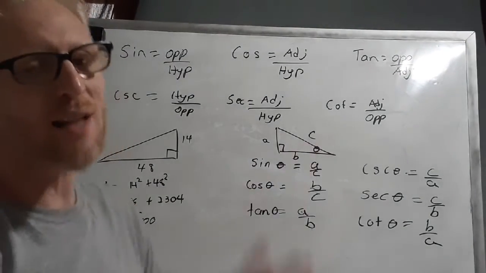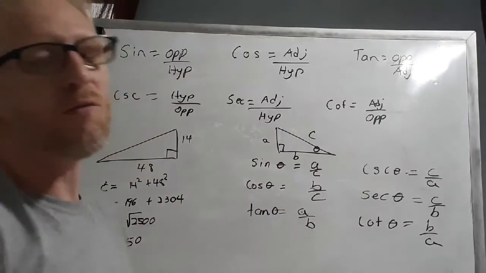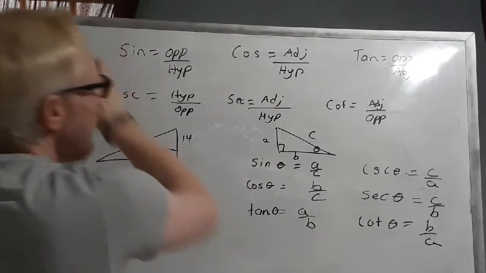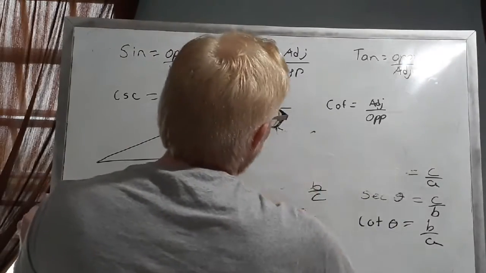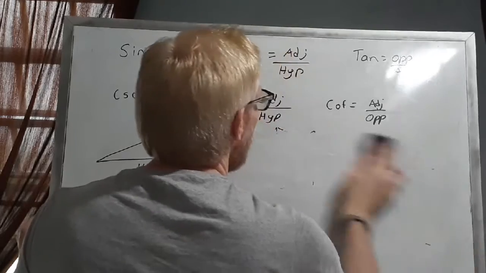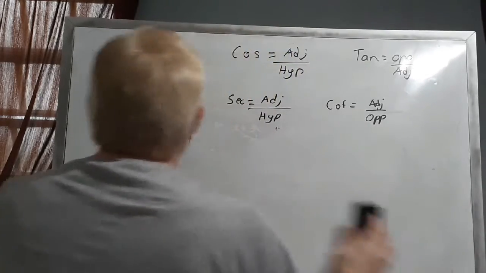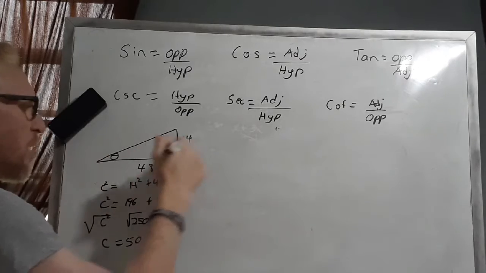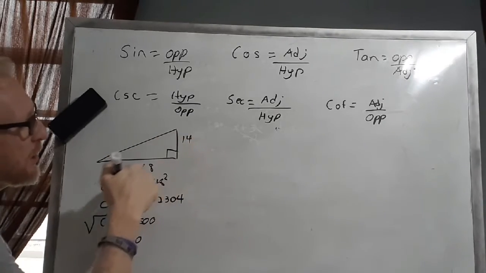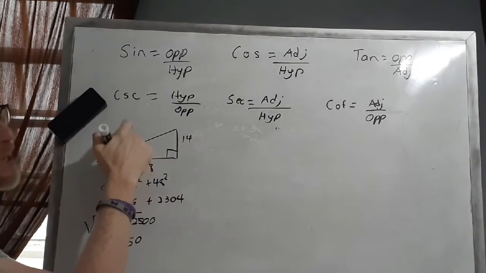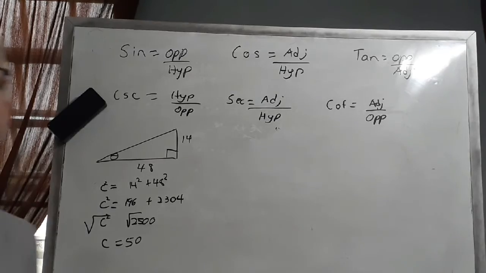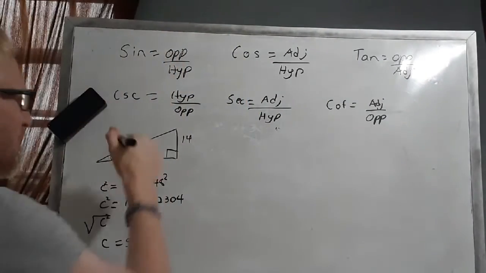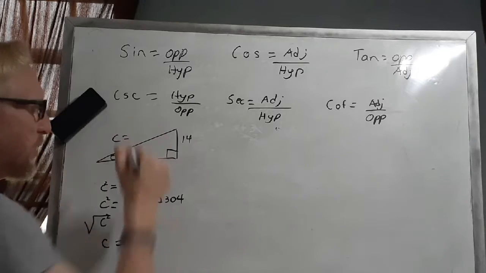Now we're going to see an example in just a minute of finding all six basic trigonometric ratios. So I'm going to go ahead and erase this, and we're going to look at this example that I already started on this side. Let's say we have the triangle where the short side is 14, the long side is 48, but I do not have my hypotenuse, and I want to find all six basic trigonometric functions. Well, what we need to do first is find our hypotenuse, or the value of C.